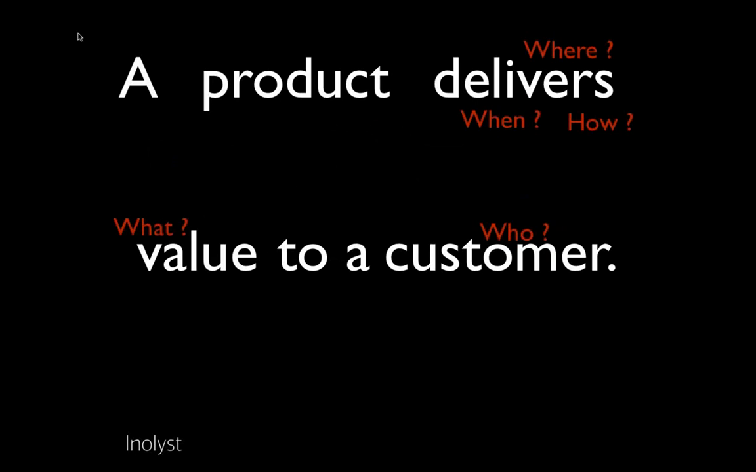Again, if we go back and ask this question in relation to Gillette Mach 3: a product delivers value to a customer. What type of delivery mechanism, what type of value, and who's the customer?